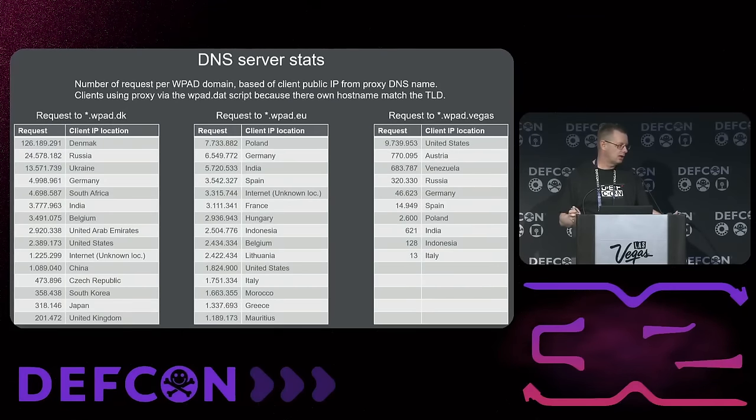So here I have seen, on which wpad domain, where the clients are coming from in the world. And for the Danish domain .dk, there's obviously a lot of traffic from Denmark. But to my surprise, why is there so much traffic from Russia and Ukraine to the Danish domain? And then there's a big jump down to Germany. So it's a bit odd that there's so much traffic on the .dk domain. And the .vegas domain on the right, yeah, of course the United States will be there, but for all the other domains, it's a mixed order of why they have the .vegas.